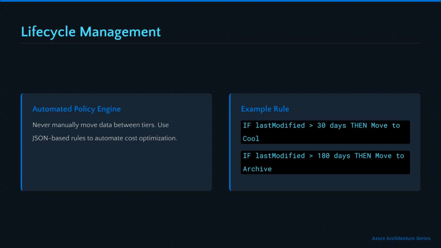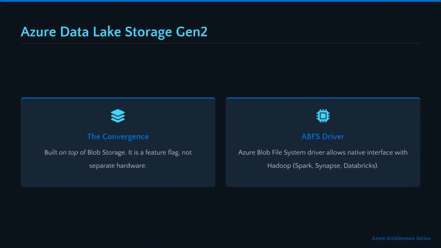First, the ABFS, Azure Blob File System. This allows the storage to interface natively with Hadoop-compatible ecosystems. If you are running Azure Synapse, Azure Databricks, or HD Insight, you are using the ABFS driver. It is explicitly optimized for high-throughput analytical workloads where you are scanning massive datasets. Second, and most importantly, the hierarchical namespace.